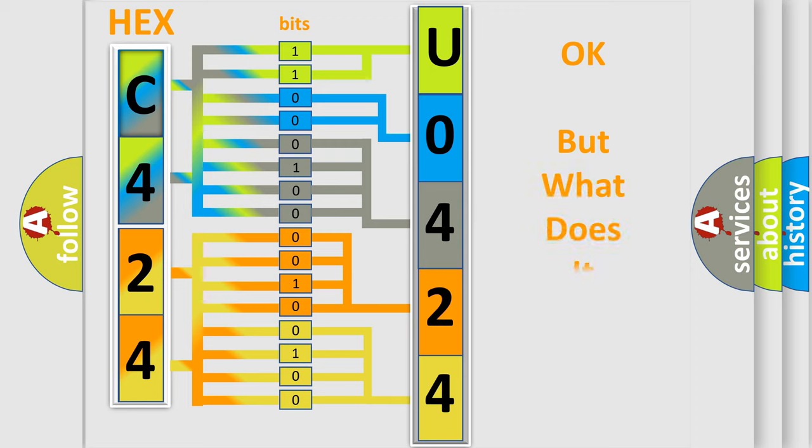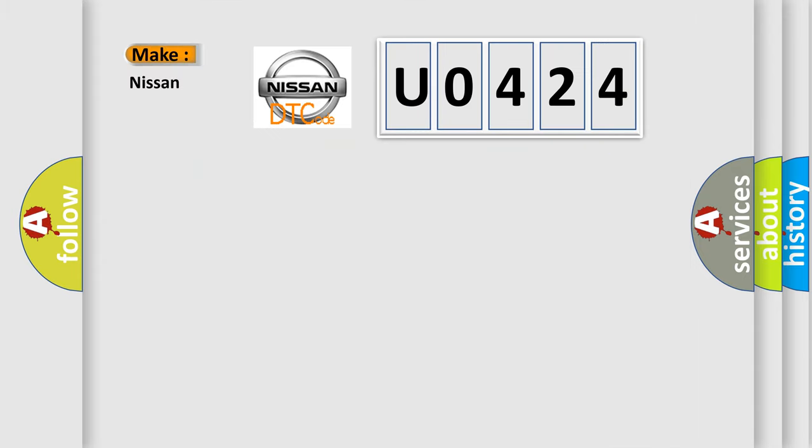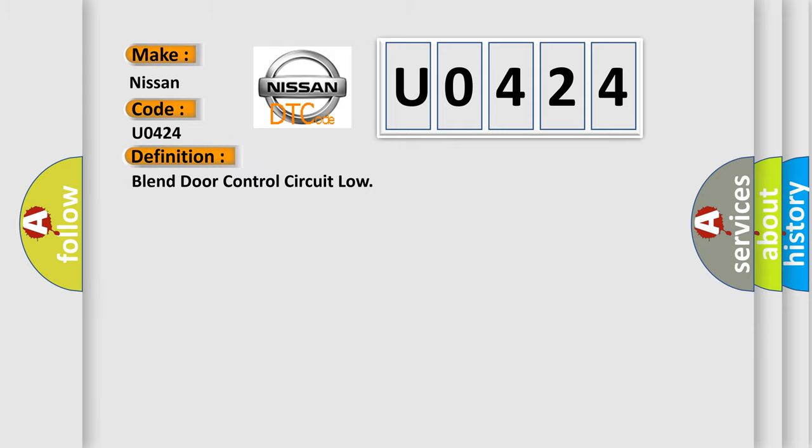The number itself does not make sense to us if we cannot assign information about what it actually expresses. So, what does the Diagnostic Trouble Code U0424 interpret specifically for Nissan car manufacturers? The basic definition is blend door control circuit low. And now this is a short description of this DTC code.